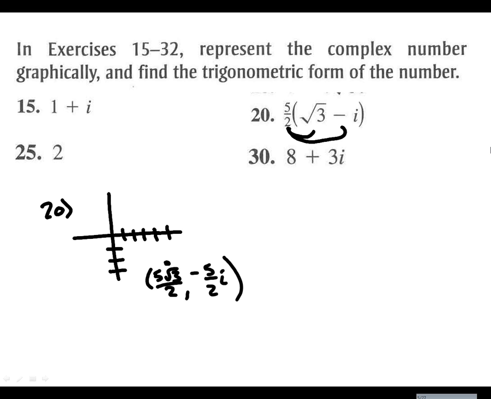All right, and so we also want to find the trig form of this number. What that means is we want to find the hypotenuse, the radius, if we're thinking about the unit circle, that sort of thing, just the distance from the origin to that point. And we also want to find the angle theta in here. All right, so we're going to find the hypotenuse first. And so if we do that with the distance formula, Pythagorean formula.